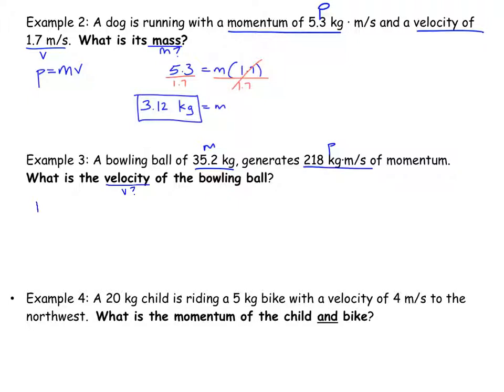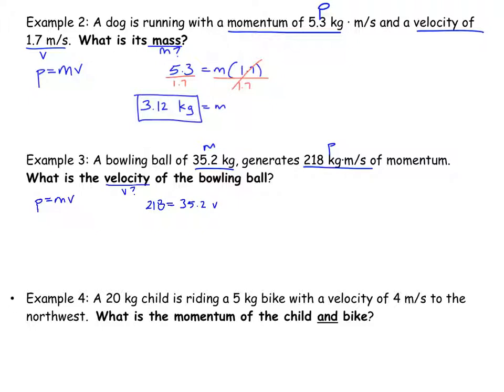Okay, so our equation says p equals m times v. Momentum equals mass times velocity. The momentum was given to me. It was 218. The mass of the bowling ball was also given to me, and it's 35.2. I want to know the velocity, v.